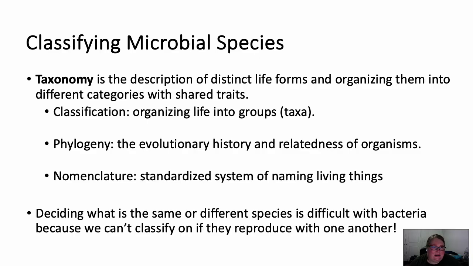Taxonomy is the description of distinct life forms and organizing them into different categories with shared traits. Taxonomy is one of those things that we've been doing for a very, very long time. It consists of 3 parts: classification, phylogeny, and nomenclature. Classification is the root of the whole science. This is literally putting life into different groups by shared traits and shared behaviors. Those groups we call taxa.